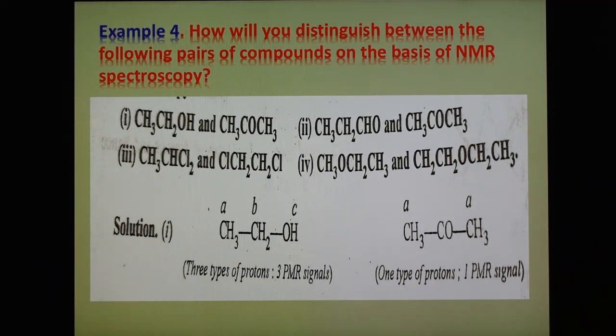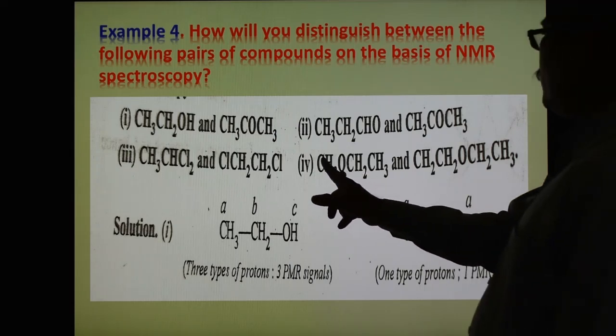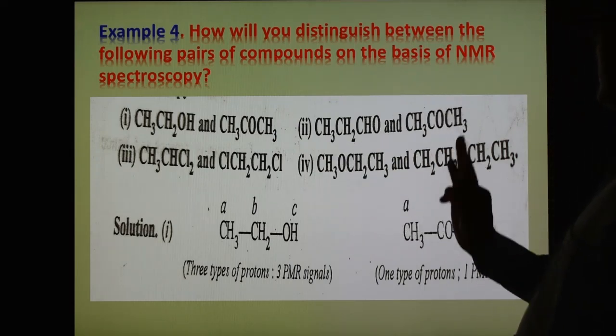And the 4th compound is there, and that compound is CH3OCH2CH3, an ether compound. And next is CH3CH2OCH2CH3, diethyl ether. So here the first compound shows different types of signals, CH3OCH2CH3. So here the compound has 3 NMR signals only, 1, 2, 3.